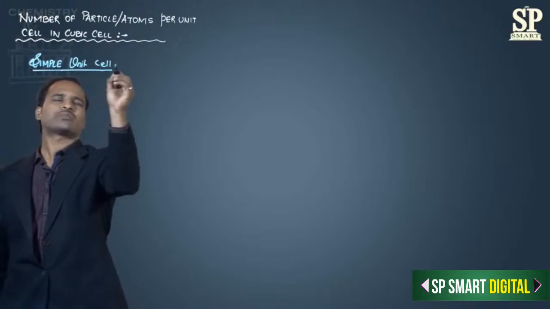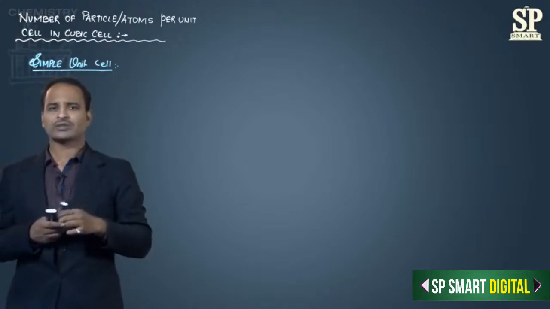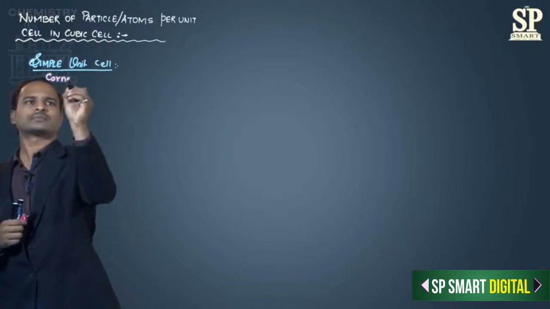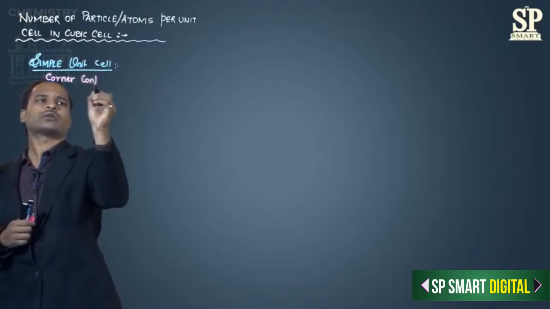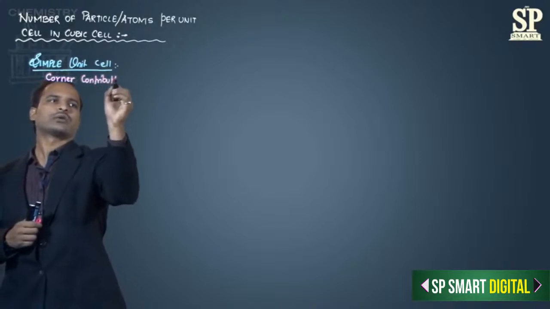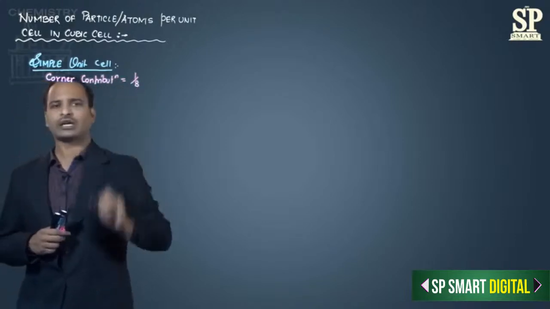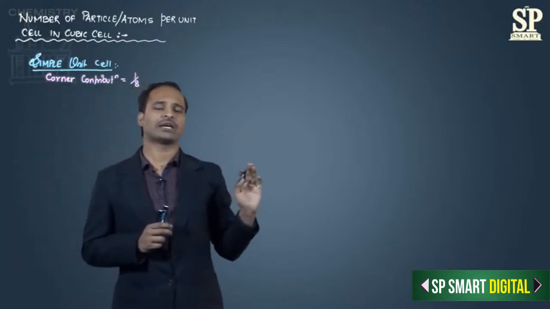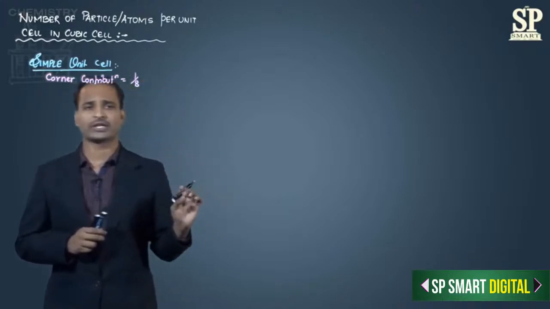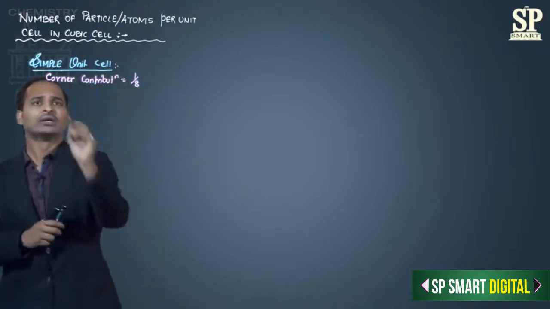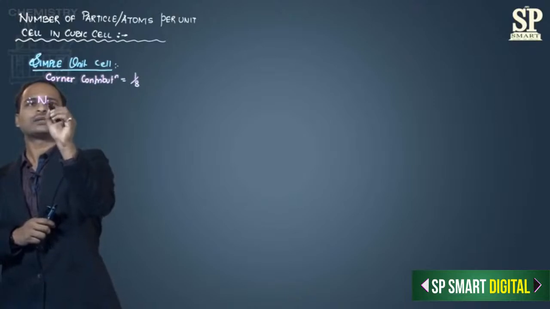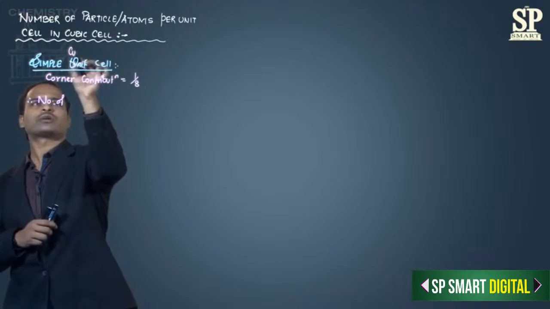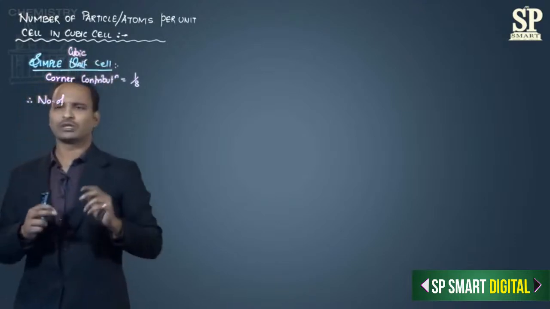Simple unit cell, or I can say primitive unit cell. In a simple unit cell the particles are present only on corners, and every corner's contribution is 1/8, meaning whatever particle we have on the corner, only 1/8 is present in this cell. The remaining 7/8 part is present in 7 different unit cells. Therefore, instead of unit I will use the word cubic, because we are talking only about cubic: simple cubic cell.